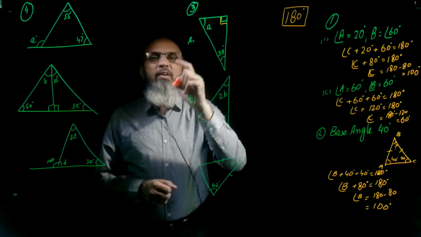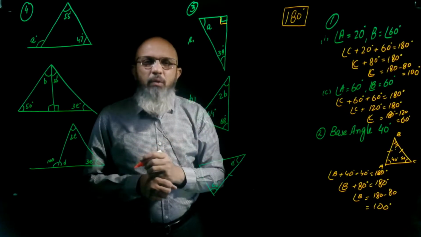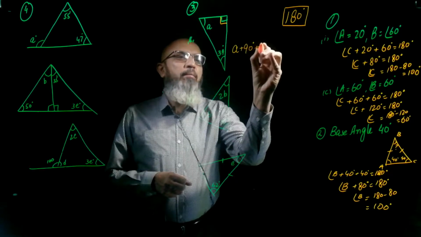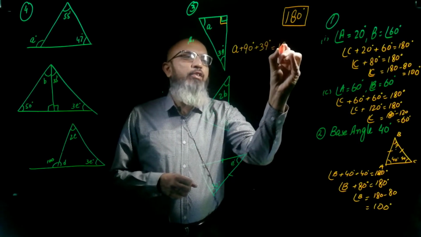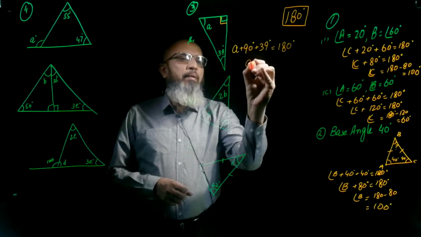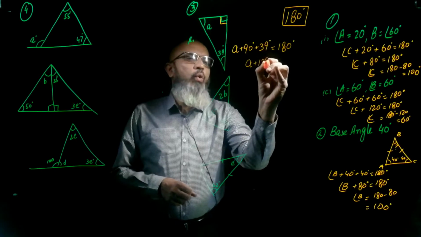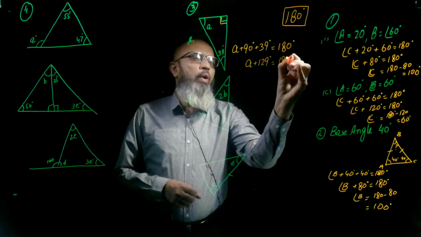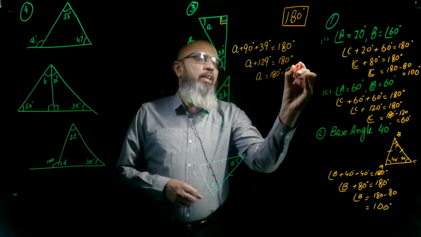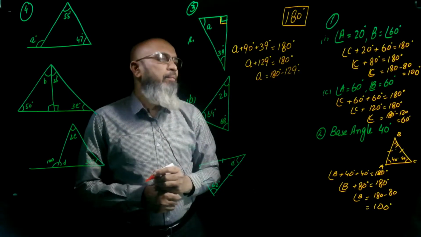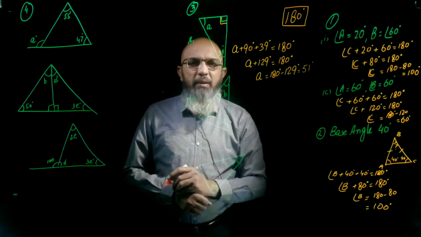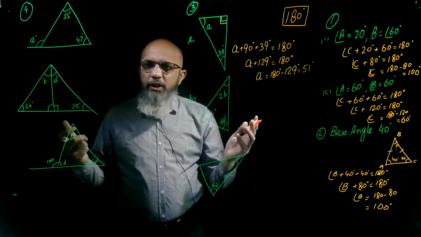And what is the unknown angle? The unknown angle is A. So what will be the equation? That is A plus 90 degrees plus 39 degrees is equal to 180 degrees, right? So you can add, and that is 129 degrees is equal to 180 degrees, and A is equal to 180 minus 129, and you will subtract and get your answer. What will be the answer? That is 51 degrees, right? Understand? It's quite easy.